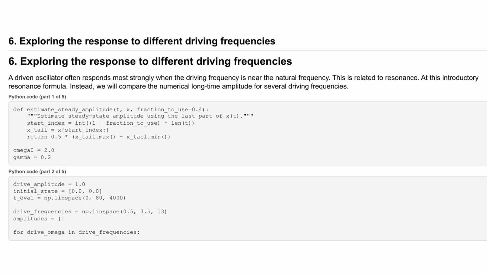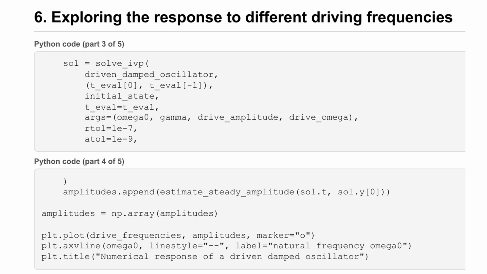Next, we explore how the oscillator responds to different driving frequencies. We expect a resonance phenomenon where the amplitude peaks when the driving frequency matches the natural frequency. We write a helper function to estimate the steady-state amplitude by looking only at the final 40% of the simulation data. We set up a loop to test 13 different driving frequencies.